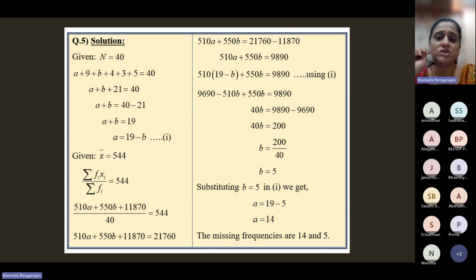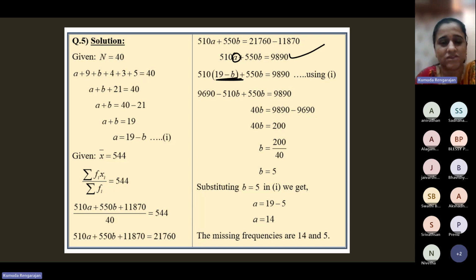We have two equations. So you take up the first equation, write A as 19 minus B. So in the second equation, where you have A, write 19 minus B. So now what happens? In the second equation, A is not there. There is only B now.